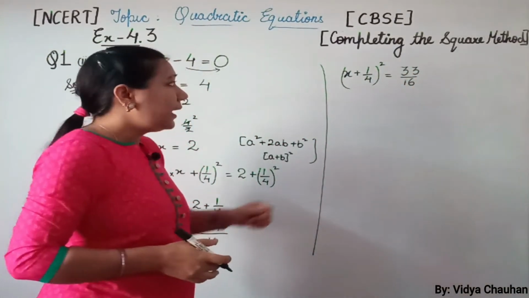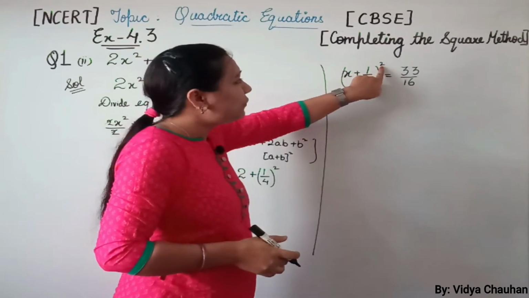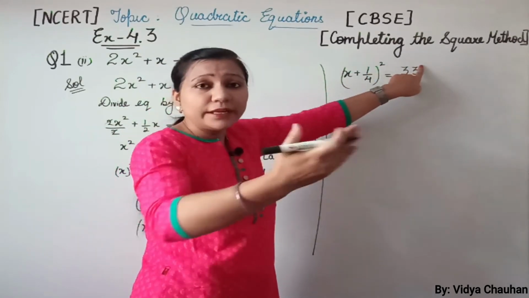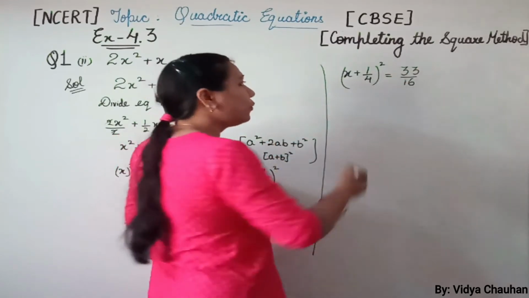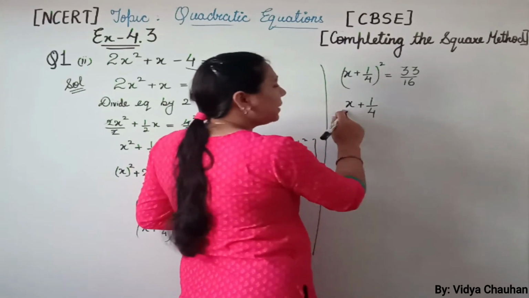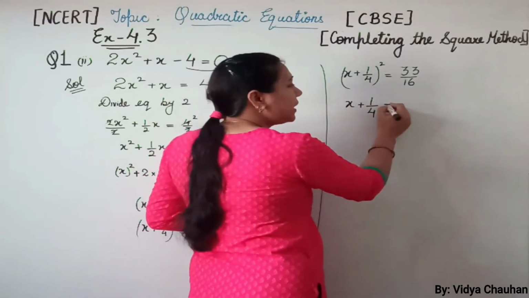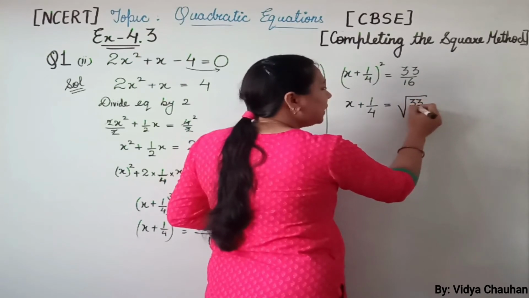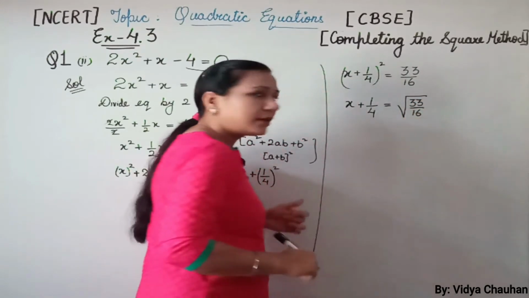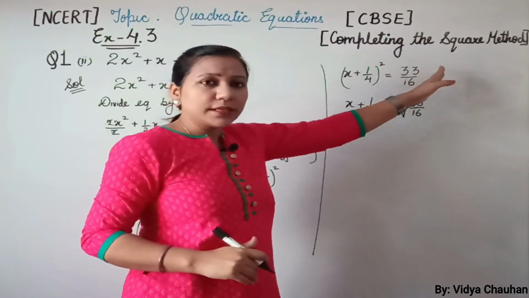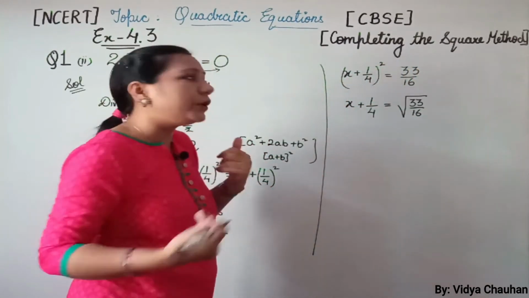Done? Next we will shift the square symbol from the left hand side to the right hand side. That means it will become square root. So in the next step, we will write the same equation as x plus 1 upon 4 is equals to square root of 33 upon 16. Correct? The square, when shifted to the other side, becomes square root.